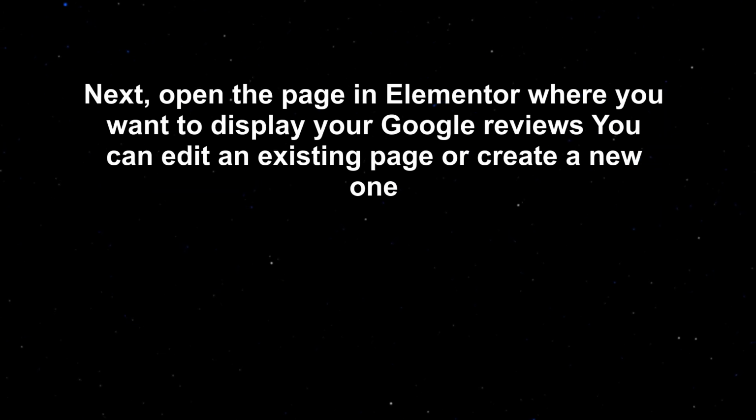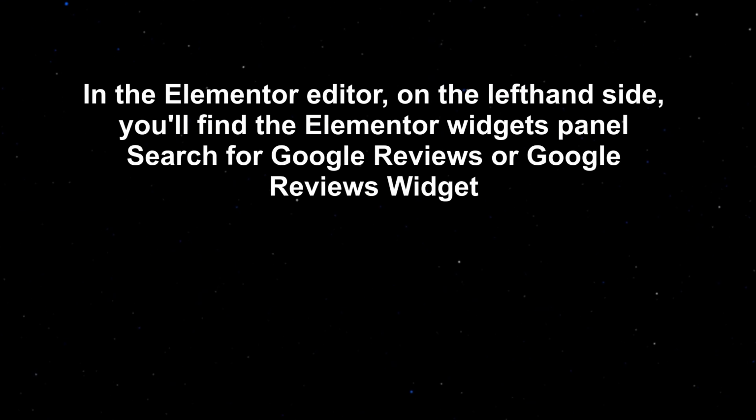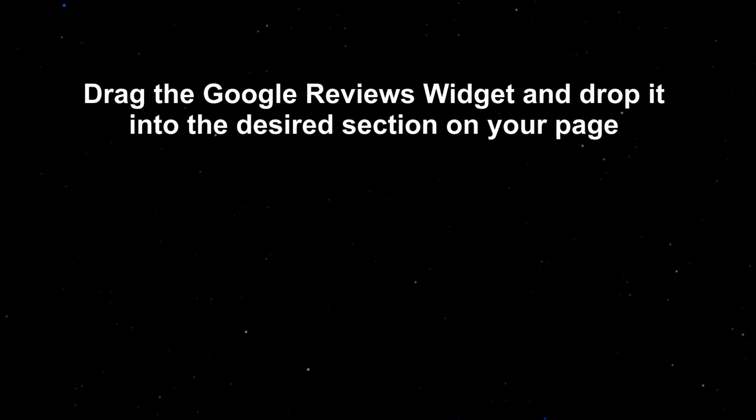Next, open the page in Elementor where you want to display your Google reviews. You can edit an existing page or create a new one. In the Elementor editor, on the left-hand side, you'll find the Elementor Widgets panel. Search for Google Reviews or Google Reviews Widget. Drag the Google Reviews widget and drop it into the desired section on your page.